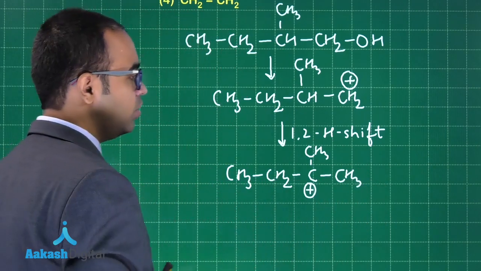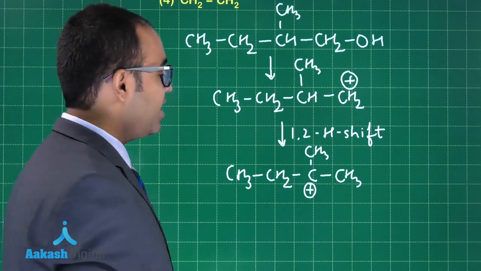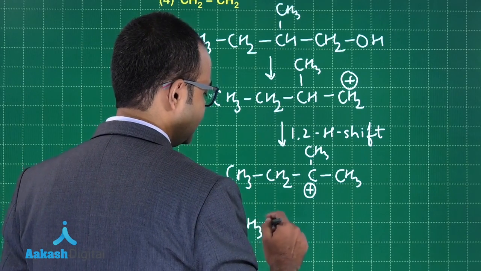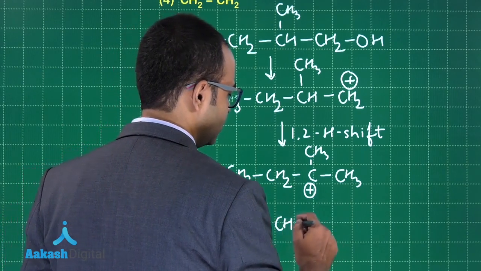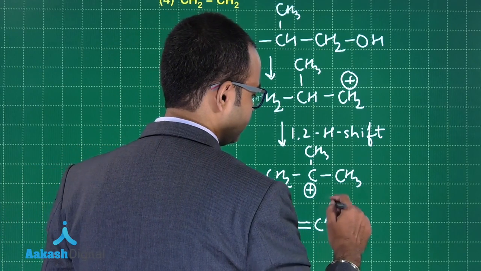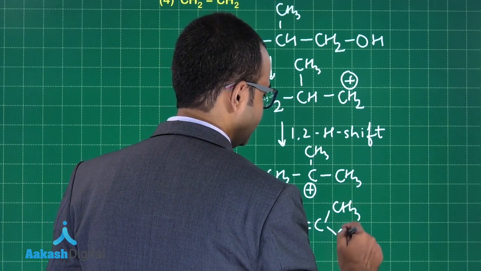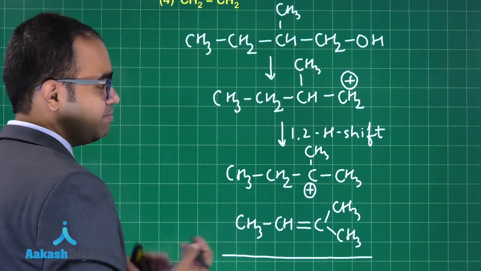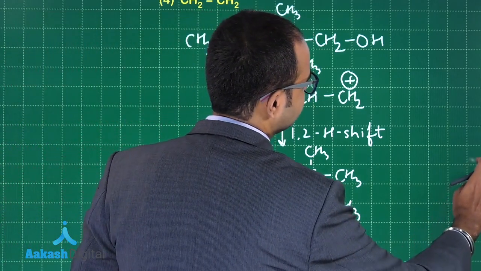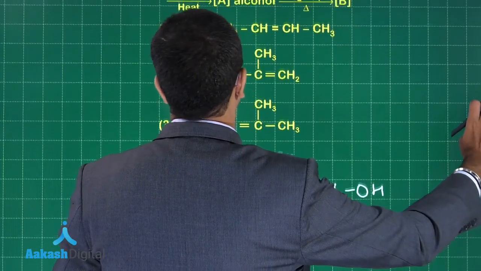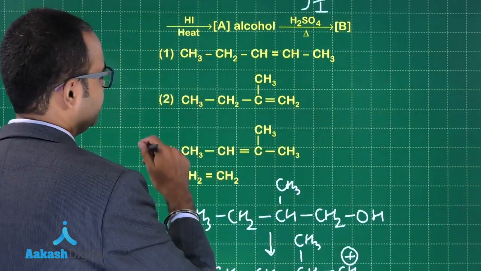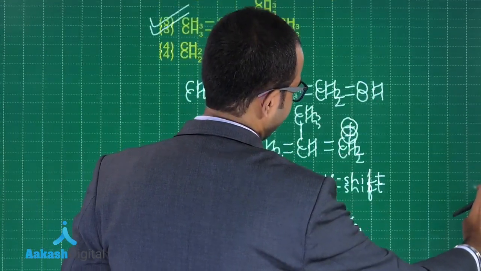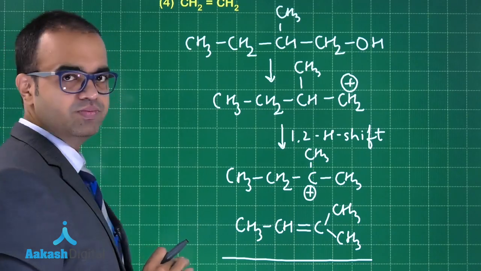Now it will follow Saytzeff's rule of elimination. As it follows Saytzeff's rule of elimination, so what will be the product? We'll get CH3, CH, double bond C, CH3 and CH3. So this is our product, guys. Let us match it with the options which are available to us. So what is the answer, guys? The answer is option 3. Is this clear how we got the product, guys? Is this clear to all? Yes or no? Yes.